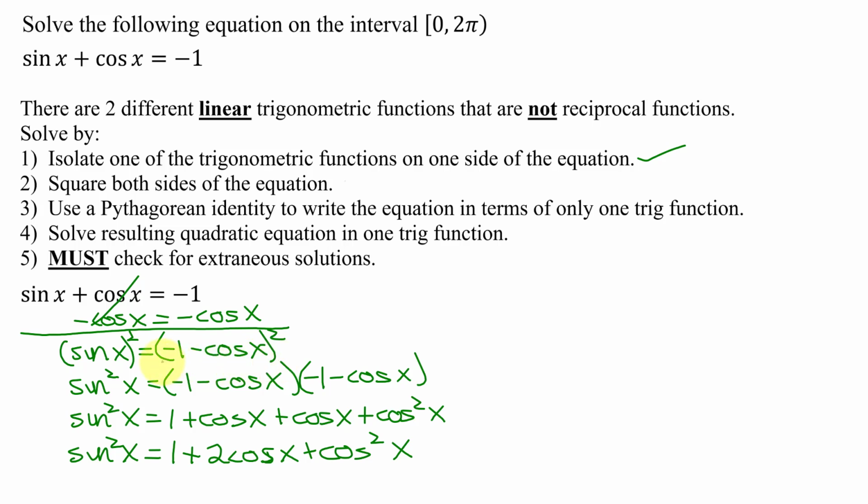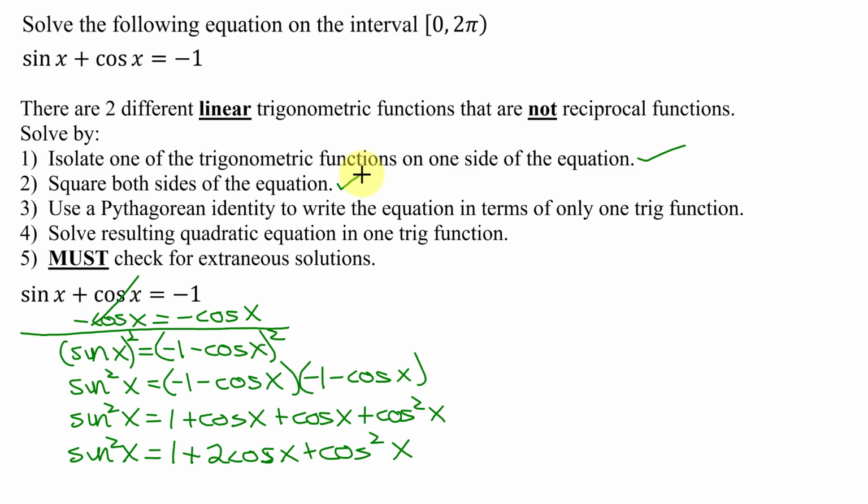The shortcut method says you take the first term and square it. -1 all squared is 1. Then you take twice the product. So 2 times -1 is -2. -2 times negative cosine x is positive 2 cosine x. And then square the last term. Negative cosine x all squared is cosine squared x. It doesn't matter which method you use to square that binomial. So now I've finished step 2.